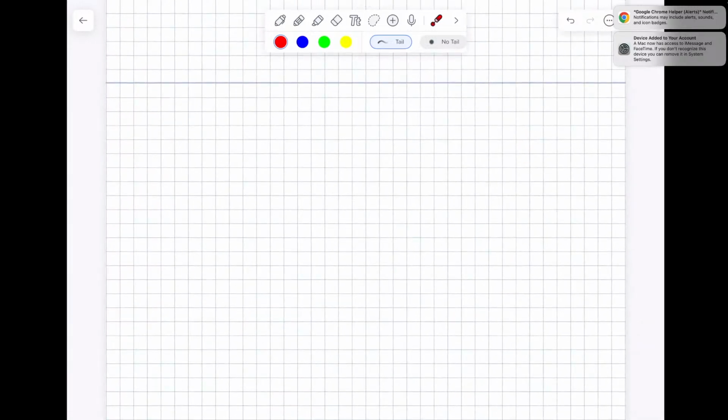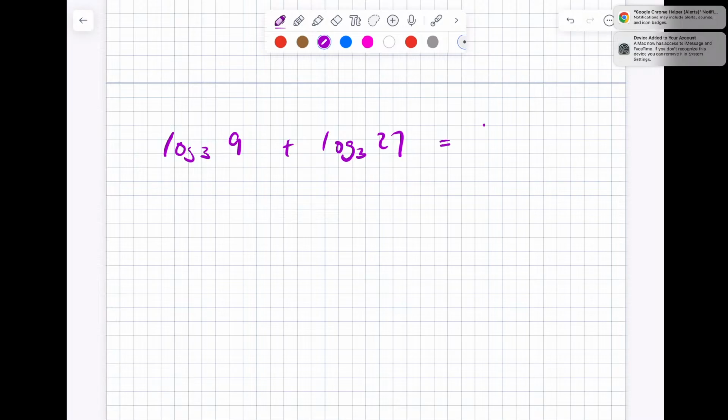Okay, so there is a property. I'm going to ask you to come up with the property though. I'm not going to give it to you. So if I have log base 3 of 9 plus log base 3 of 27, what is that equal to? Log base 3 of what number?